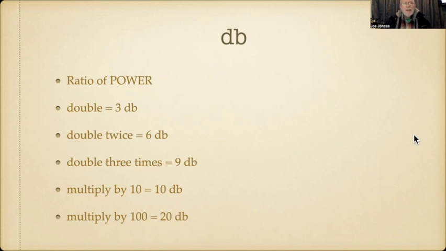If you take the power and you just double it, that's 3 dB. If you then double it again, that's 6 dB. And if you double it again, that's 9 dB. If you actually make it 10 times the power, but let's start out. If you start out with 1 and you double it, that's 2. If you double that, it's 4. Double it again, it's 8. If you just take the original and multiply it by 10, that's 10. That's actually 10 dB.